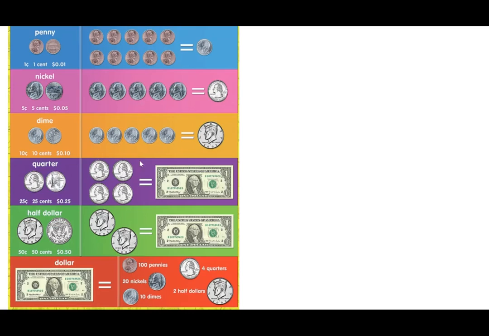There are 4 quarters in a dollar. Think of it as a fraction: 4 parts equal 1 whole. Same thing with a half dollar, which looks like this. 2 half dollars equal 1 whole dollar.